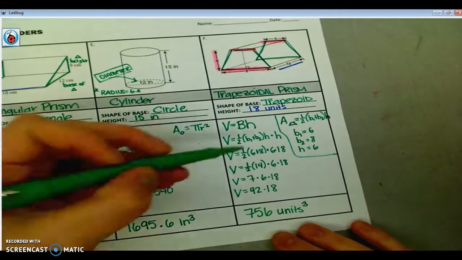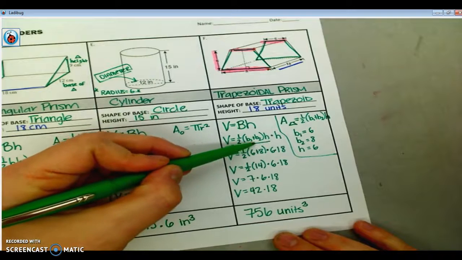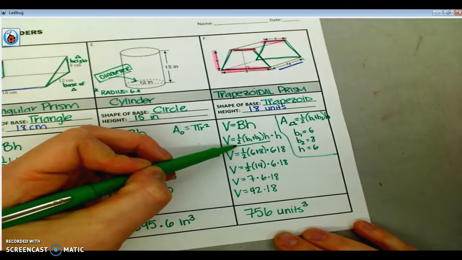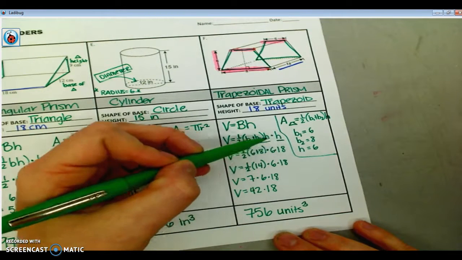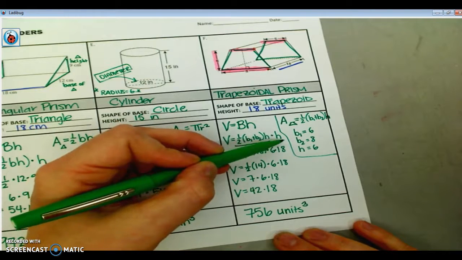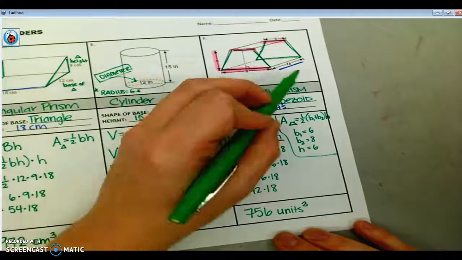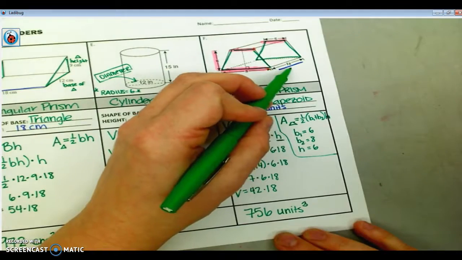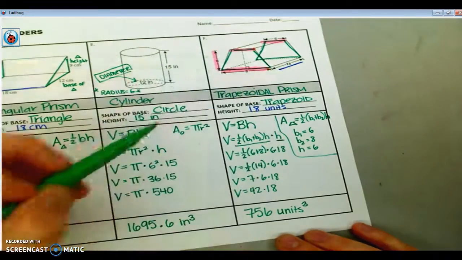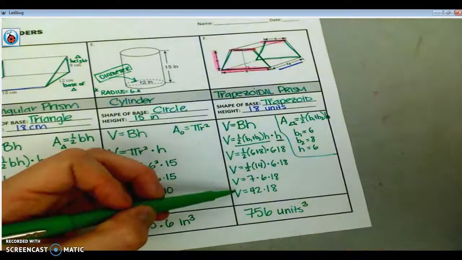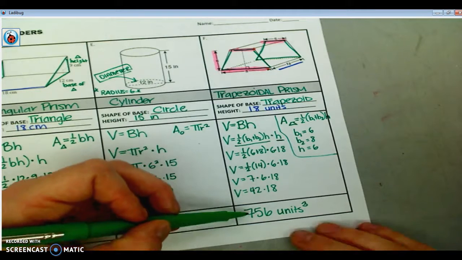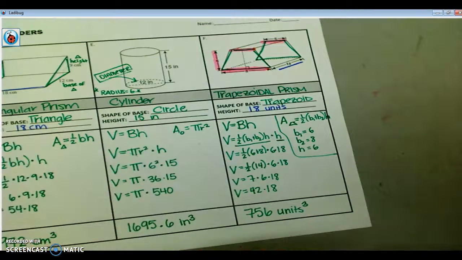And then I just worked my way through. So I put the trapezoid area formula in here. And then this was the height, not to get those two H's confused, but this was the height of the prism. So that was right there. I labeled that in blue to remind myself that was 18. And then I just followed the order of operations down to 756 units cubed.